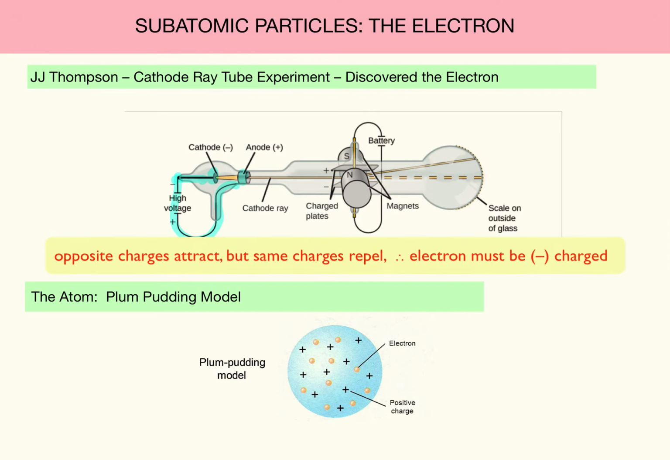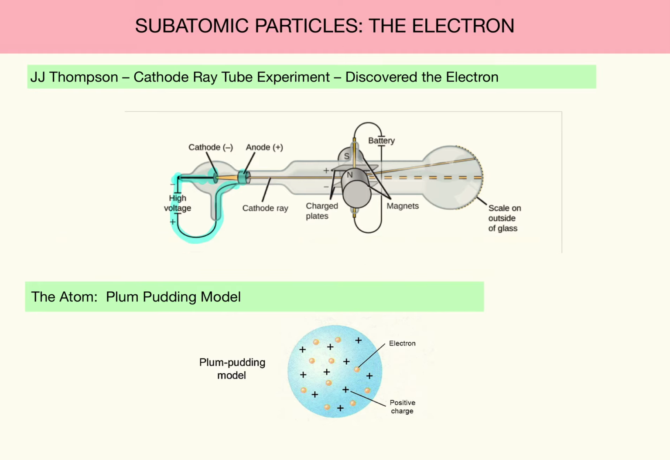Because opposites attract, he knew that this beam must have been negatively charged. There were also other experiments in which he put a little wheel in front of the beam and it turned the wheel, meaning that it must also have mass. So he concluded that somewhere in the atom, there must be negative charges, and those negative charges must have mass.